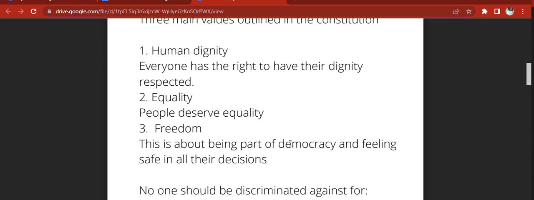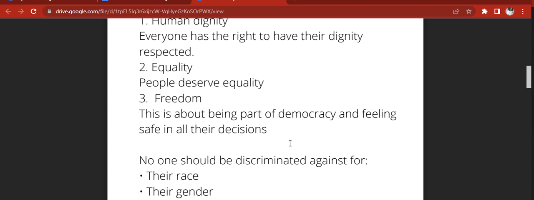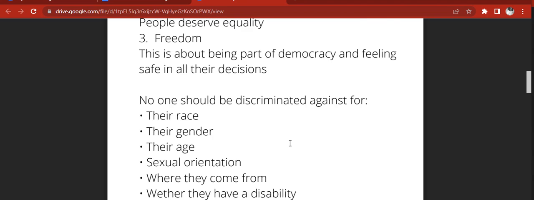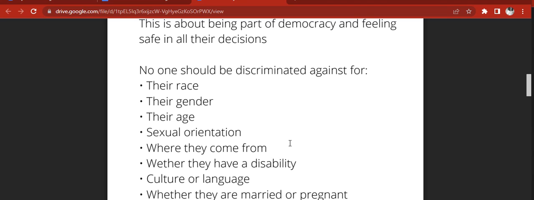And then freedom. That's the third main value in the Constitution. This is about being part of democracy and feeling safe in all their decisions. So things like freedom of speech and freedom of movement are part of this value, freedom. We all have the right to those freedoms according to the Constitution. No one should be discriminated against for their race. It doesn't matter which race you belong to, you should not be discriminated against.